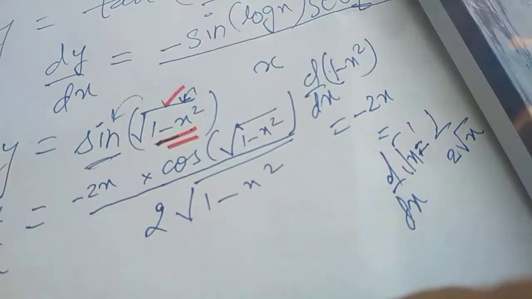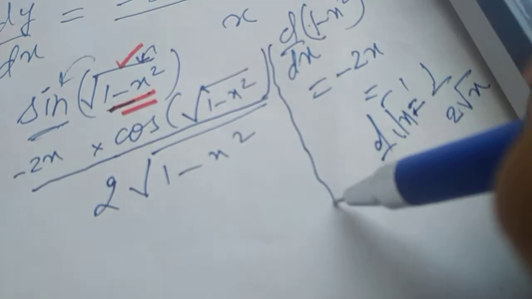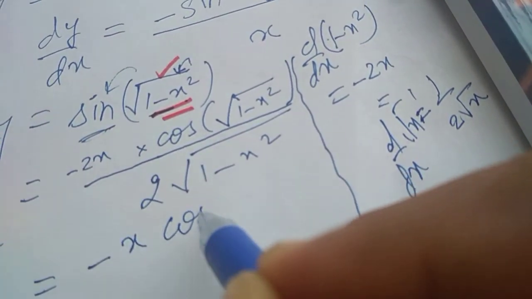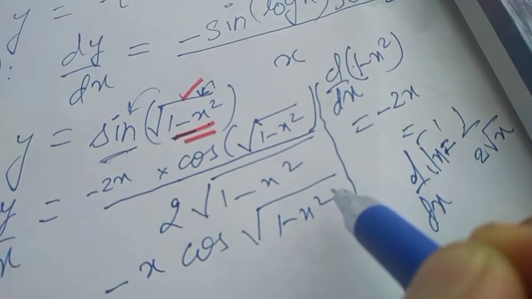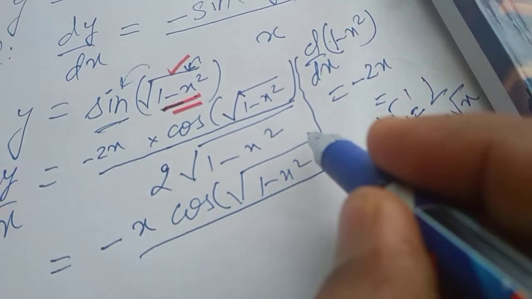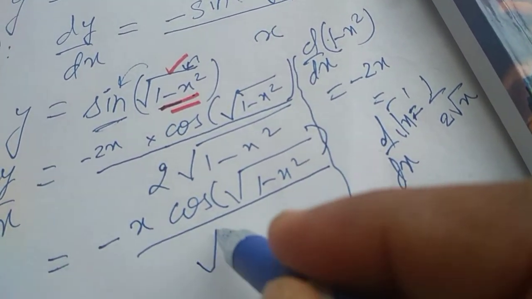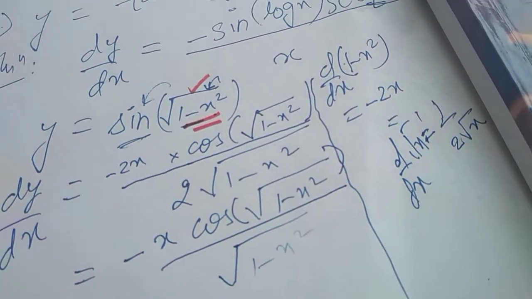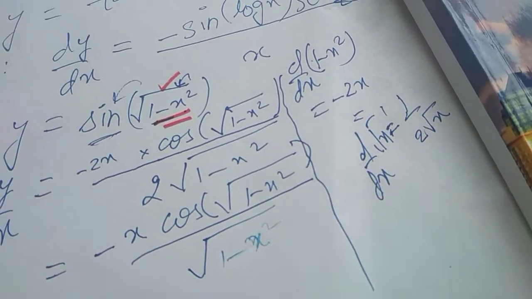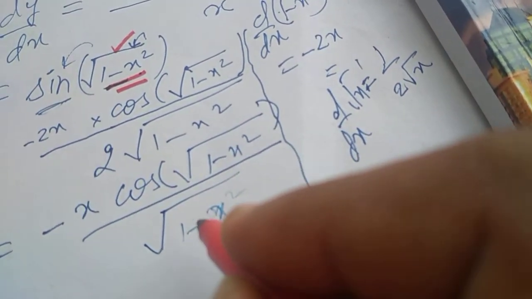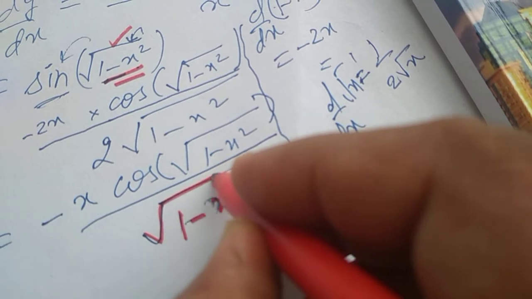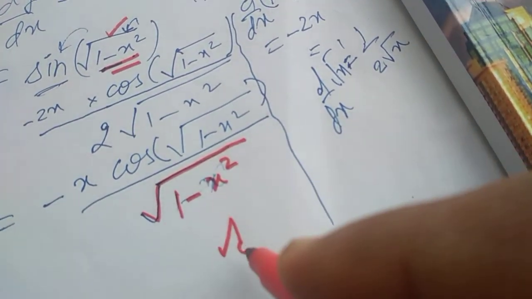So the final answer is minus x cos of root of 1 minus x square, divided by root of 1 minus x square. See, this is the angle of cos. This is your answer.